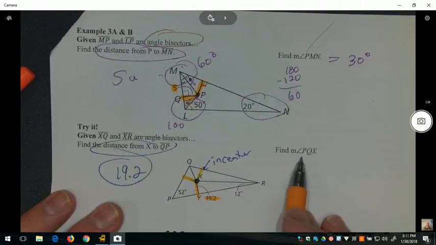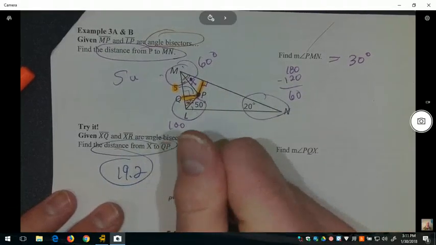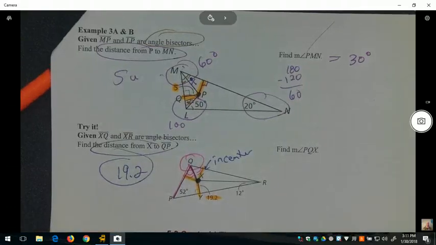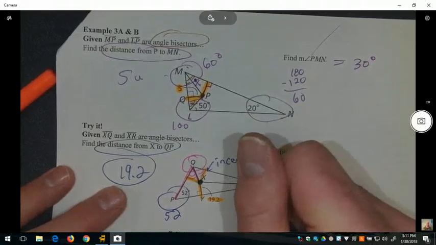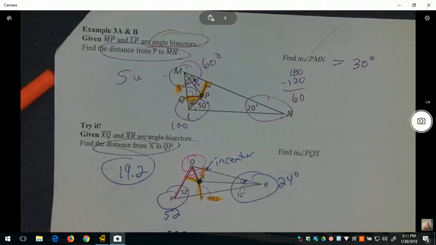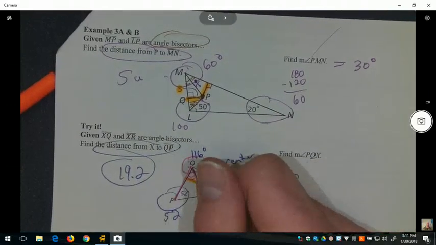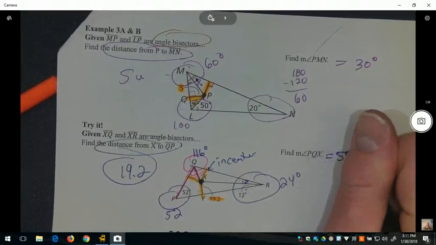Finding angle PQX, I will trace in pink, is this angle up here. If I find the whole thing, I know it's been bisected because these are formed by angle bisectors. We know that all of P is 52 degrees. Since this little piece of angle R is 12, that makes this piece 12, so all of R is 24 degrees. Using the triangle sum theorem, we're going to subtract the 12 and the 52 from 180, which leaves us 116 for all of angle Q. And since we're bisecting it, PQX will be half of that, which is 58 degrees.